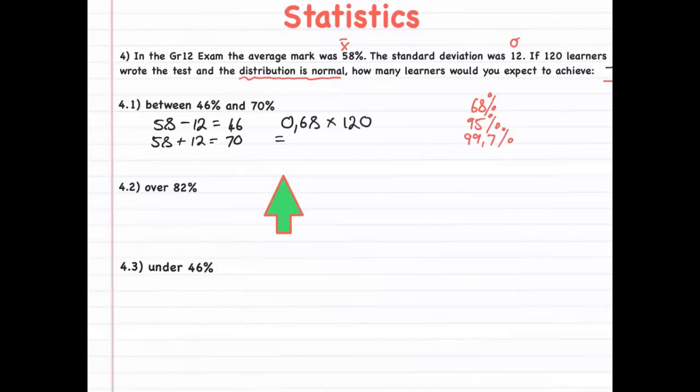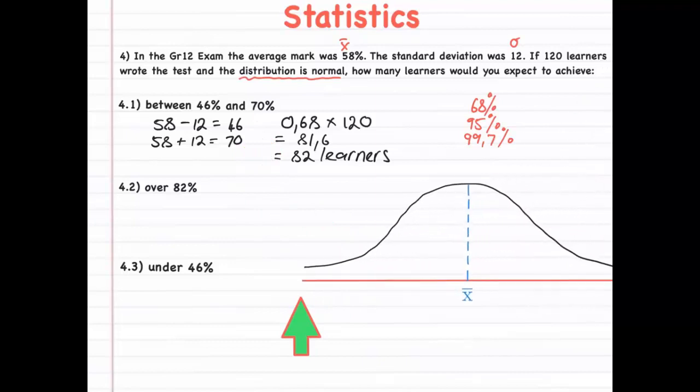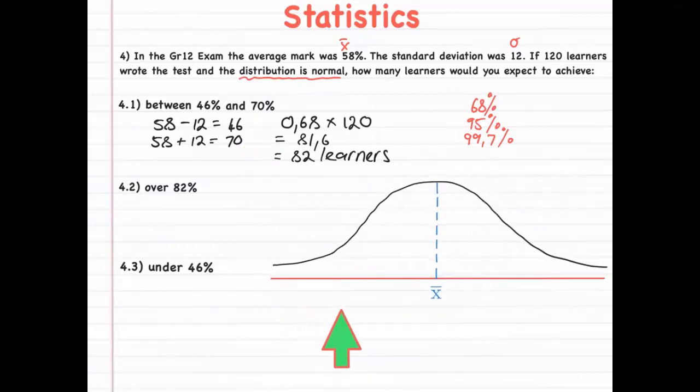So times it, yes, it's 81.6, and we can round it off. So we can say 82 learners fall within 46 and 70%. Now, let me quickly show you here with the normal distribution what this means.